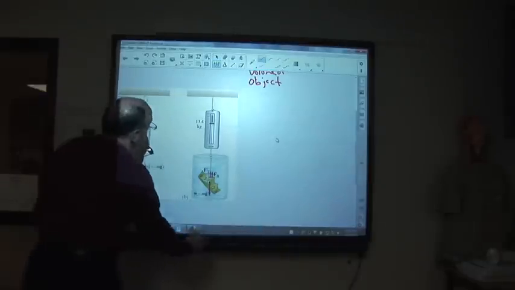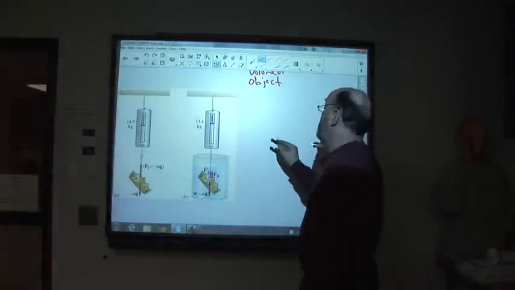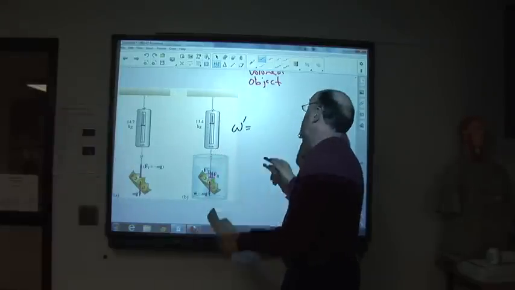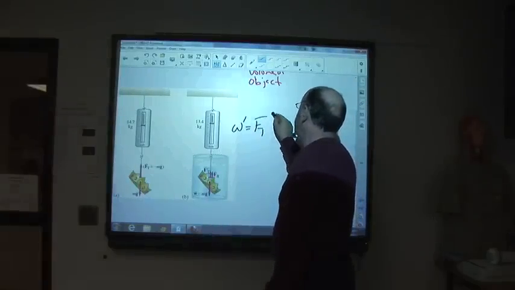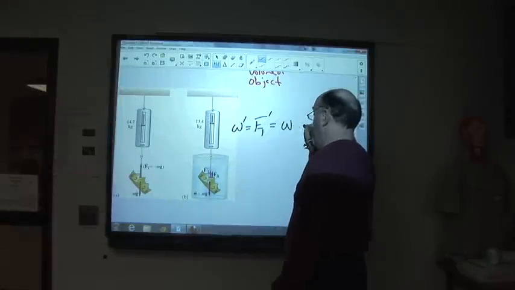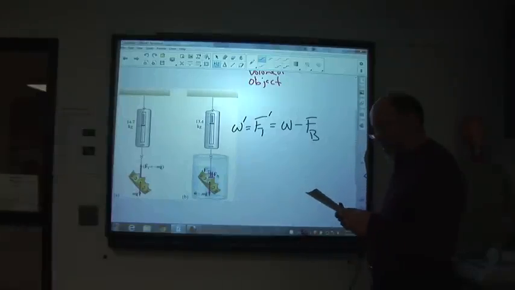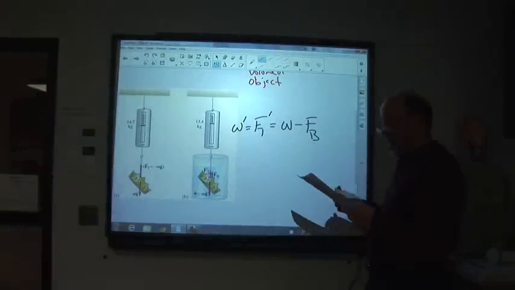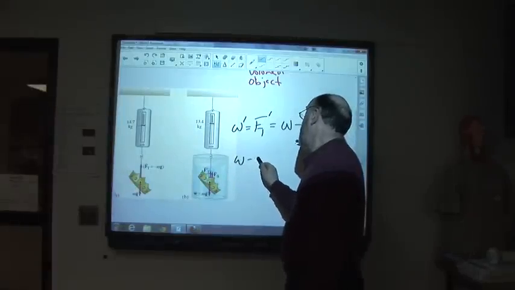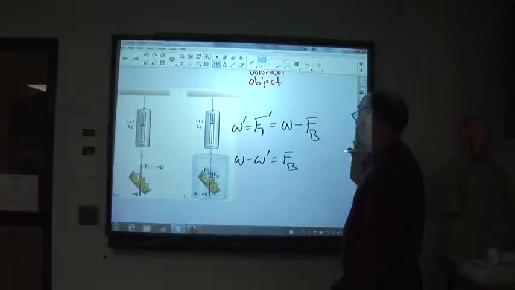So we can look in terms of the water, and so we get that W prime, which is going to be the weight in water, is going to be the tension, which will be W minus the buoyant force. Right? And so if I take this and solve it, we get that W minus the weight in water is going to be equal to the buoyant force.